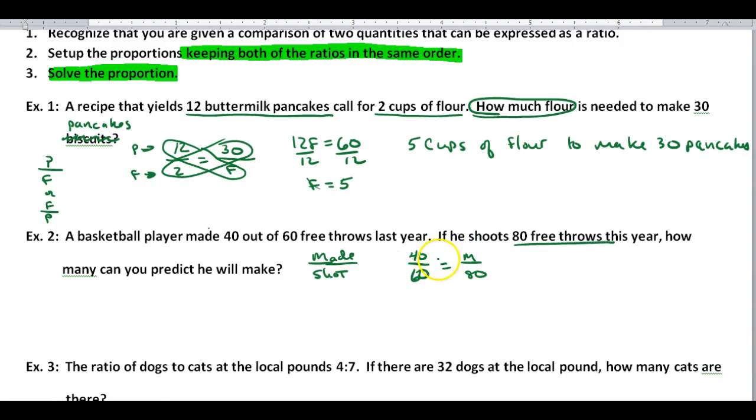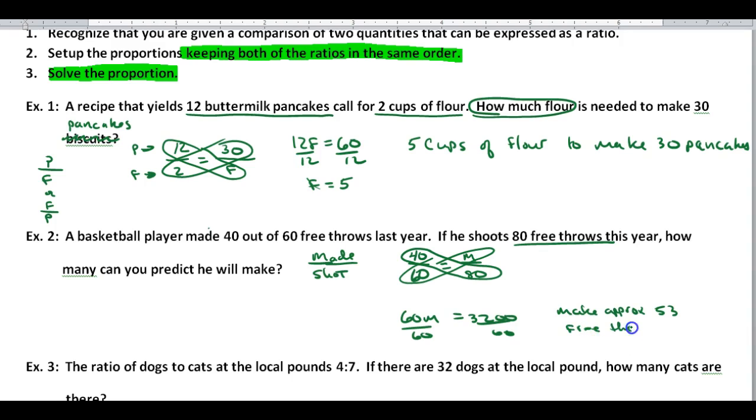So if we go ahead and solve the proportion, cross multiply here, 60 times m is 60m. 40 times 80 is going to equal 3,200. When you divide by 60, he would make approximately 53 free throws out of 80.